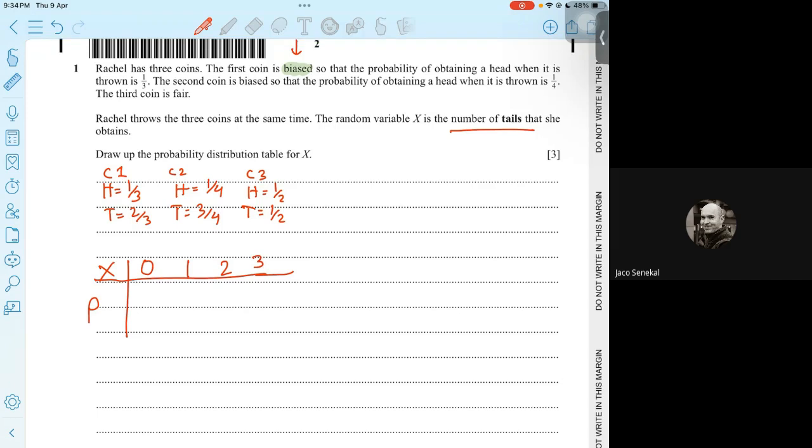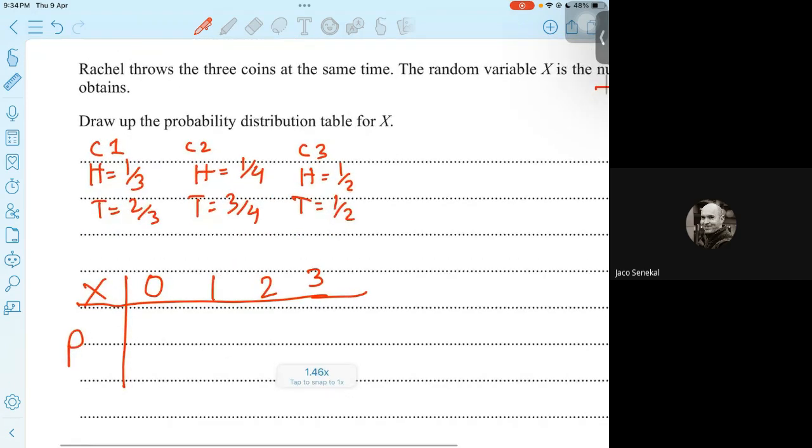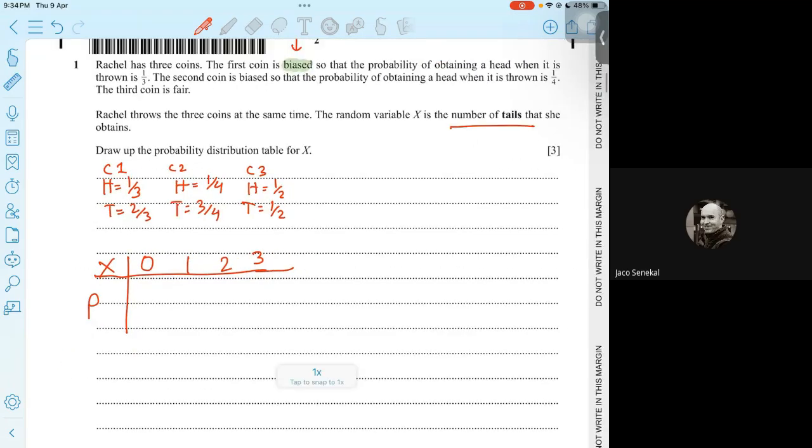So for 0, we'd have to get heads for all 3 of the scenarios, right? So for p of 0, we get heads, heads, and heads. So that is 1 over 3 into 1 over 4 into half. As simple as that. And that should be 1 over 24 if I'm not wrong. So this is 1 over 24 for all heads.